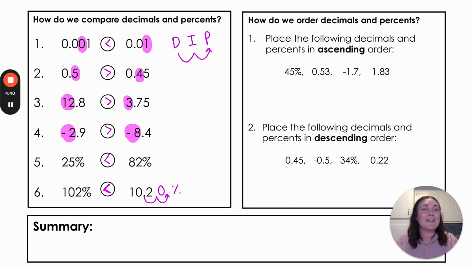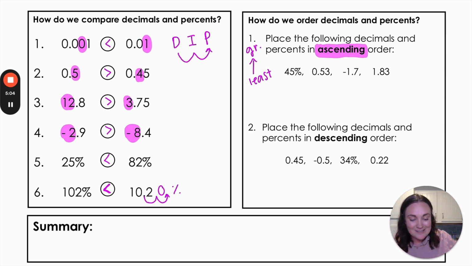All right, and on to our last one, we are going to put decimals and percents in ascending and descending order. So remember that ascending sounds like up, so we are going up, least to greatest. Okay, so if we want our smallest numbers first, our negative numbers are always going to be smaller than our positive. So that negative 1.7 is going to be first.